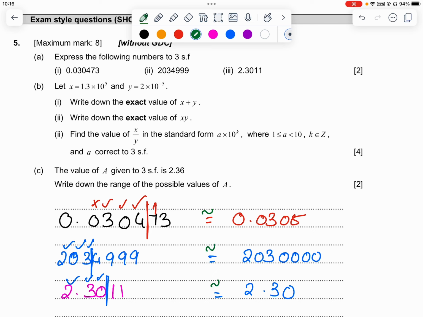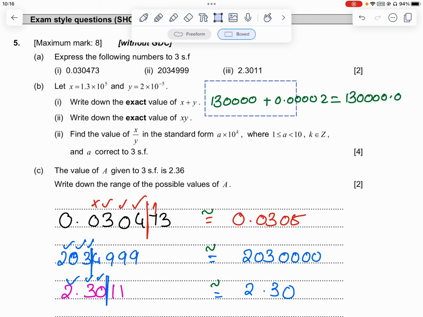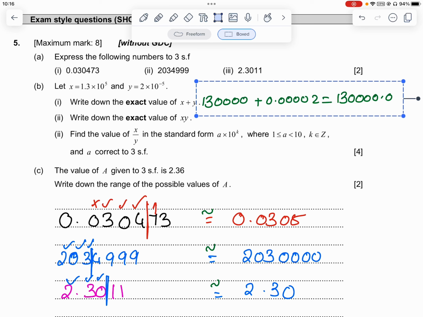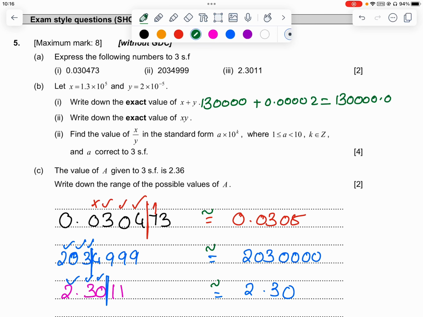Now, x is 1.3 times 10 power 5, y is 2 times 10 power negative 5. Write down the value of x plus y. X plus y, x is 1, 3 followed by 4 zeros, plus y is 0.00002. So which is going to be 130000.00002. That's going to be the answer.